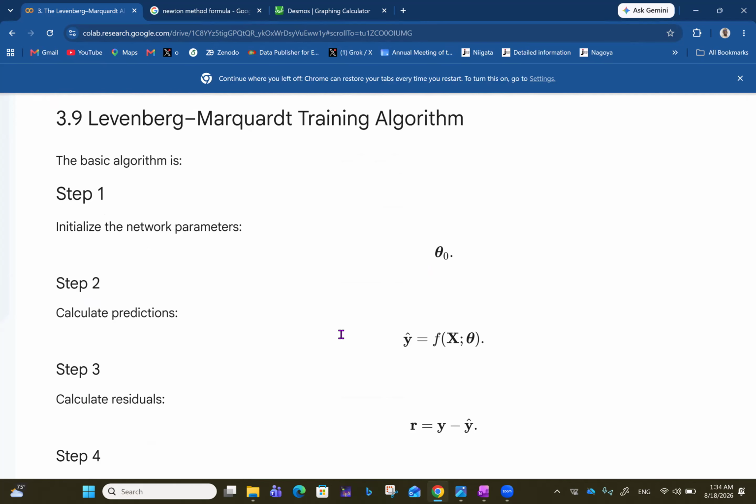Then next you calculate the predictions. Y cap is a function of x and the parameters. So this is your input and the initial guess for the parameters.